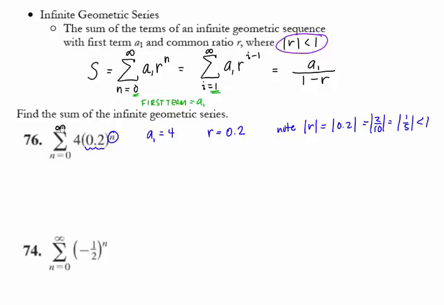We can apply this idea that the sum is the first term divided by 1 minus r. The first term is 4, divided by 1 minus 0.2, is 4 divided by 0.8, or 5. So this series converges to 5. Even if we were to write out 1,000 terms, we'd only be getting closer and closer to 5.